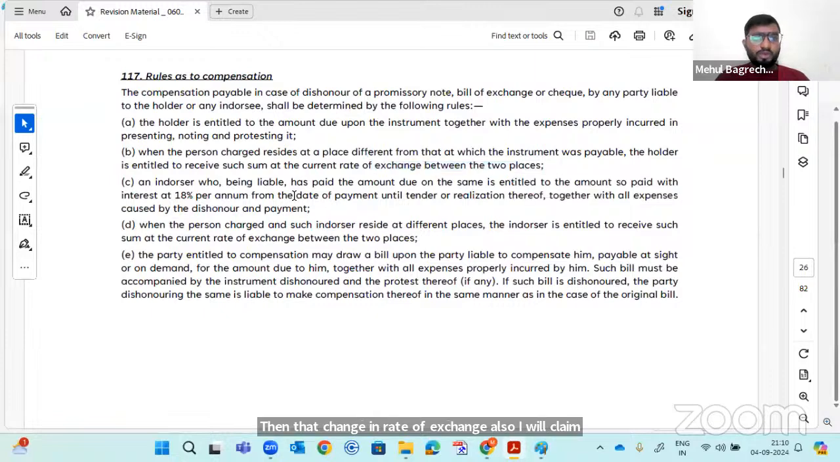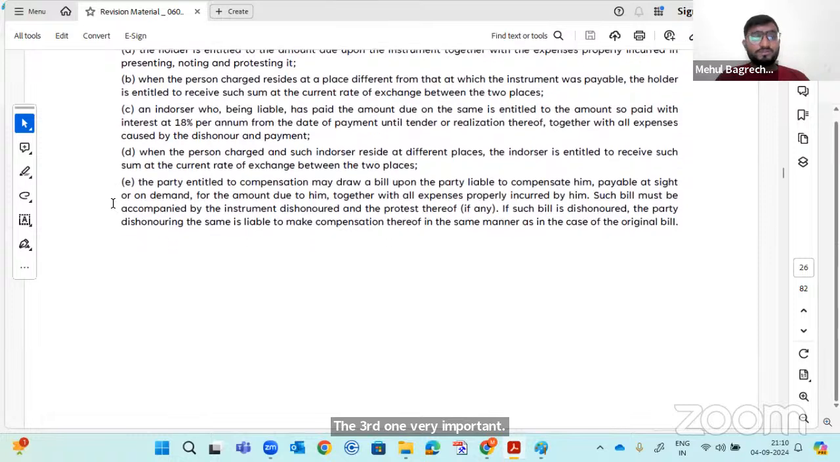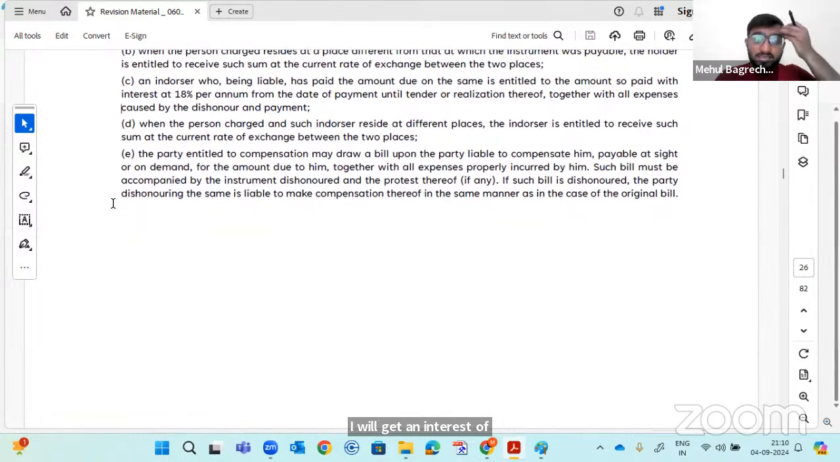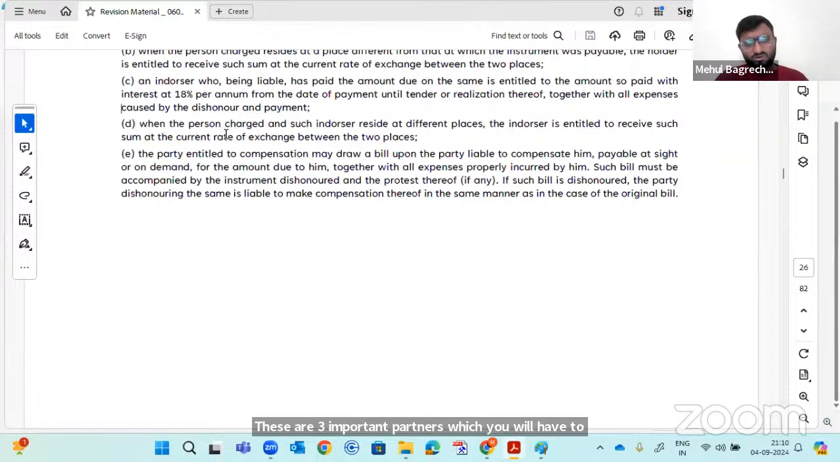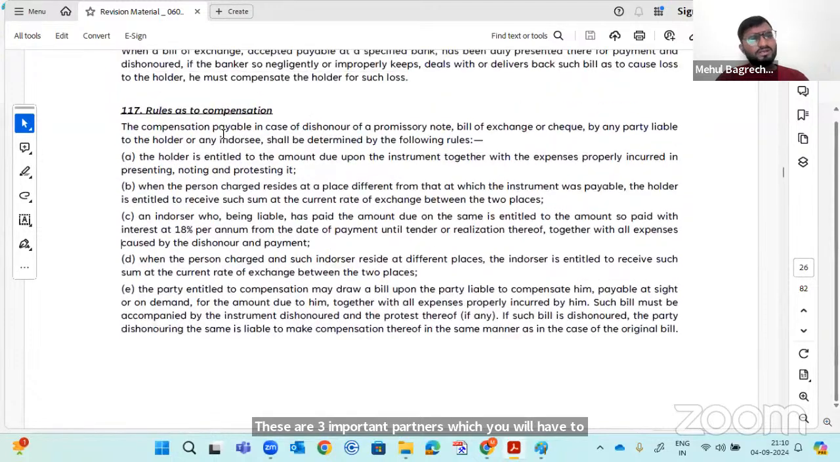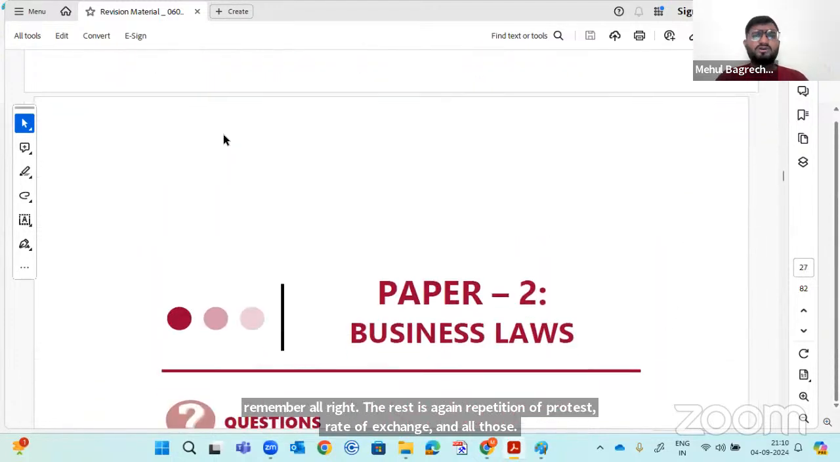The third one, very important, I will get an interest of 18% per annum. These are 3 important pointers which you will have to remember. The rest is again repetition of protest charges, rate of exchange, and all of those. This is about your Section 117 rules of compensation.